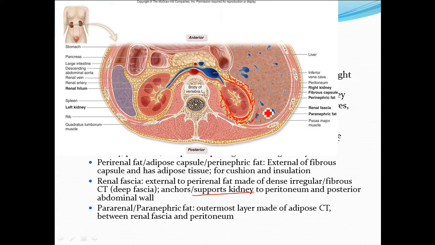Okay, so directly surrounding the kidneys themselves is once again the fibrous capsule. Okay, around that is the fat layer called the perirenal fat. Okay, and around the perirenal fat we have the renal fascia. Okay, and then around that we have the pararenal fat. Okay.